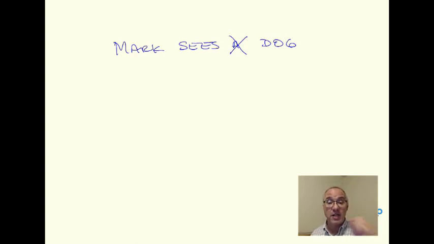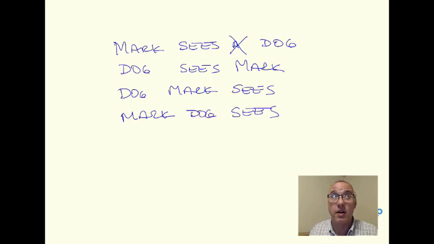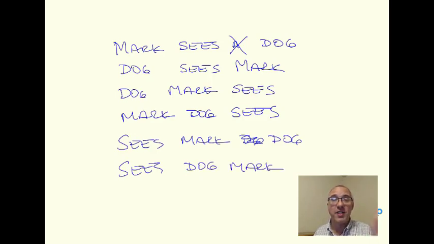Let's get back to what I was talking about. Subject, verb, object. Mark sees dog. Dog sees Mark. Dog, Mark, sees. Mark, dog, sees. What other combinations have I not thought of? Sees, Mark, dog. Sees dog Mark. All of these mean the exact same thing in Latin. Doesn't matter what order we put them in. Doesn't matter.